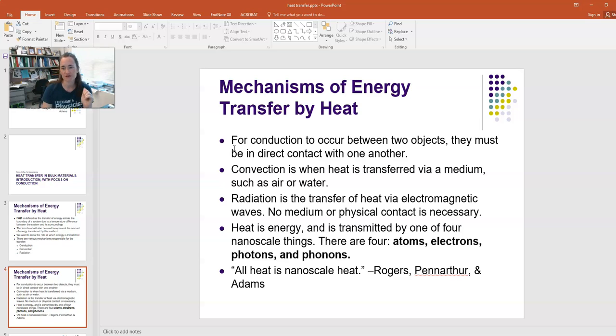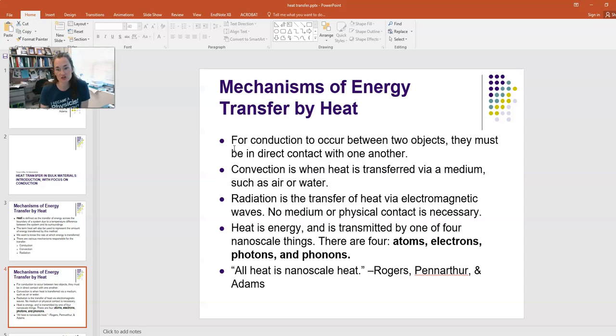Radiation is the transfer of heat via electromagnetic waves. Unlike conduction or convection, there's no physical contact or medium required for that. So radiation is responsible for the heat that reaches our planet from the sun. Okay, now heat is just energy. Okay, heat and work are mechanisms of energy transfer, and so the units of heat match the units of energy, right, which is the joule.